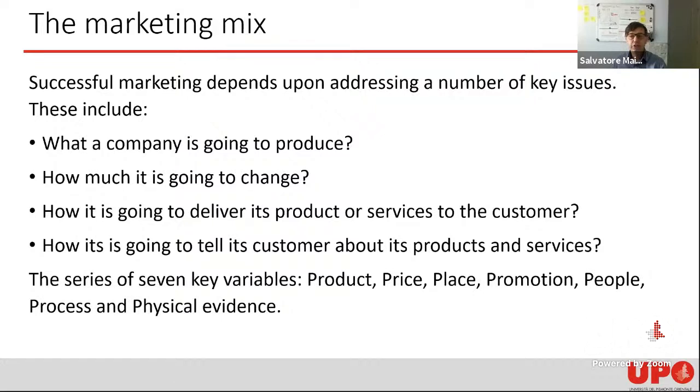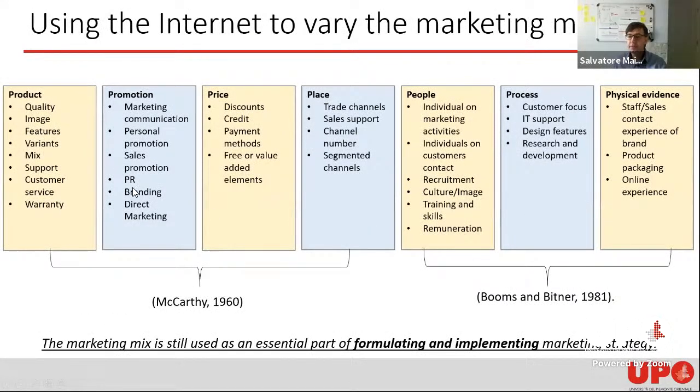What a company is going to produce, how much is going to change, how are we going to deliver our product or service to our customers, how are we going to tell our customers about what we're doing, right? So this question wraps up into the marketing mix. This is the tactical marketing. As you can see here, the marketing mix is still used as an essential part of formulating and implementing marketing strategy. So through the marketing mix, we're going to implement, execute, deliver the strategy that we agreed above.